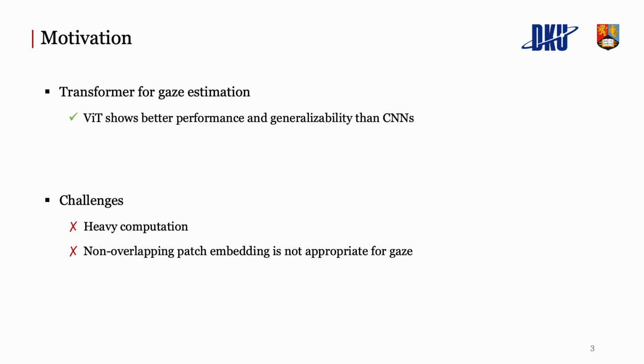The vision transformer, also known as ViT, showed significant improvements in performance and generalizability that surpassed existing CNN models. So naturally, there have been many attempts to apply transformers in various fields of vision, and we also expected that this structure could help solve the preceding problems in gaze estimation. For example, we may be able to deal with the relatively small eye region problem because self-attention is not a local operation.